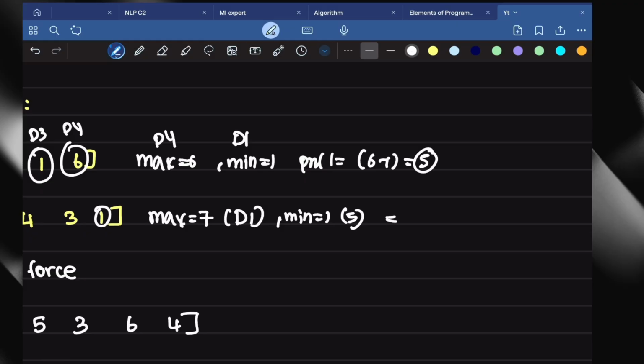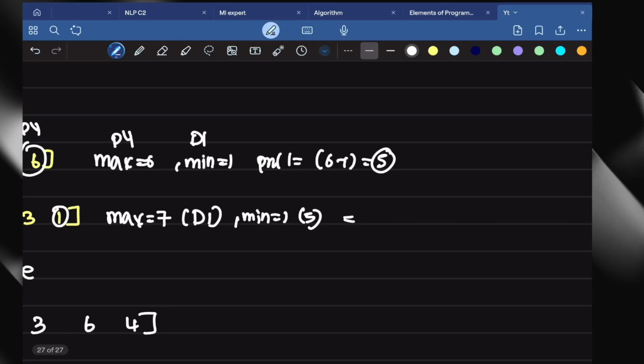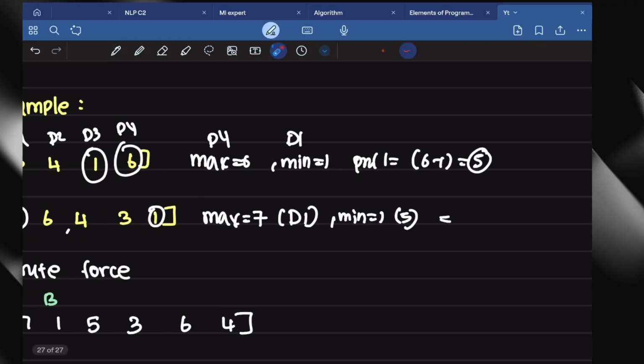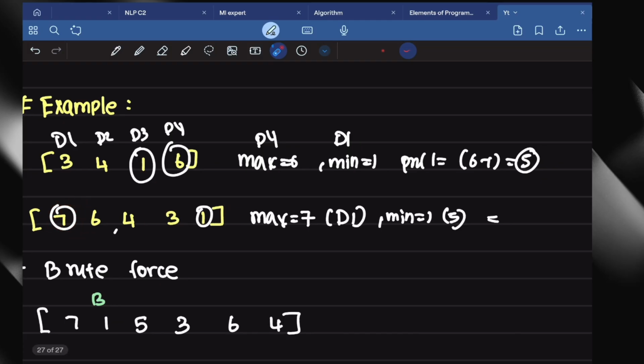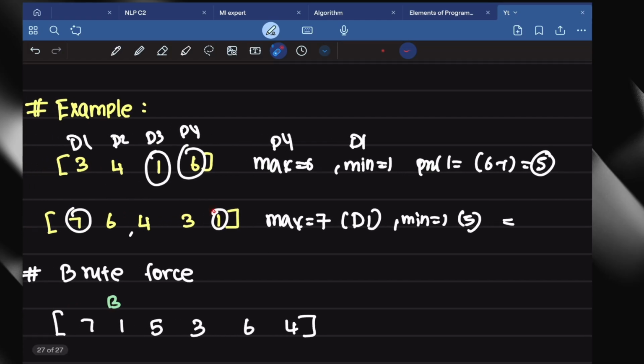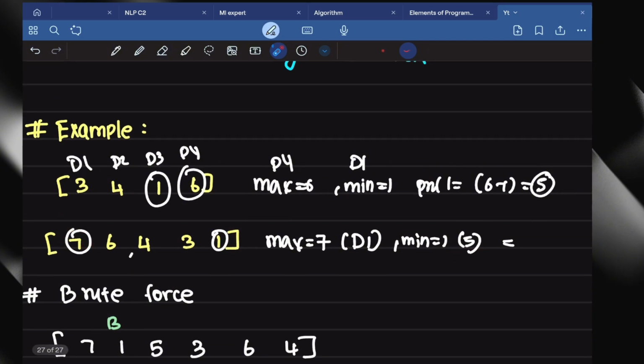Now tell me guys, is it possible to buy the stock at day 5 and sell it at day 1? No, right? That's why this logic doesn't work. Finding the maximum and minimum and getting the profit only applies for a certain case.